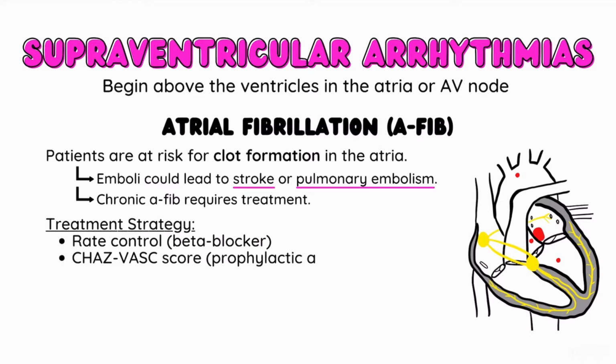Treatment generally includes a rate-controlling medication like a beta blocker. The CHAS-VASc score is used to assess a patient's risk of stroke from AFib and helps determine whether a patient should also be placed on an anticoagulant prophylactically.